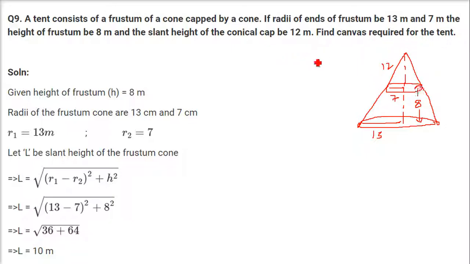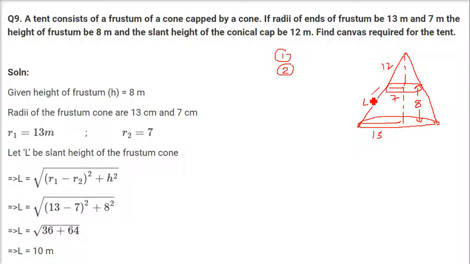So we have two parts here. One is the cone, the other one is this frustum. So what we can do, first of all, we will find out certain parameters which are required. Because we have the radius of this frustum, two radii, and the height, we can find the slant height.